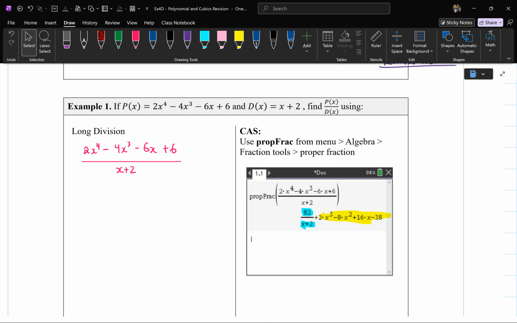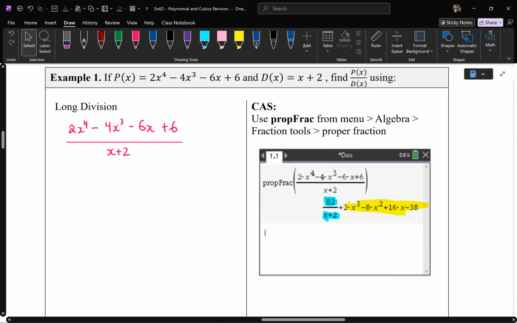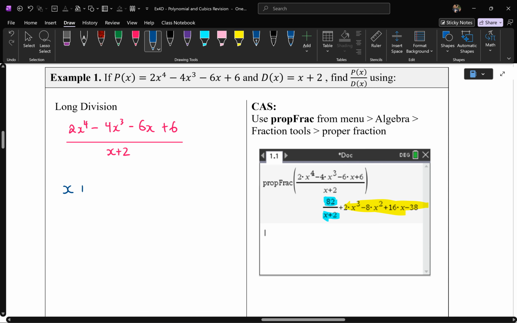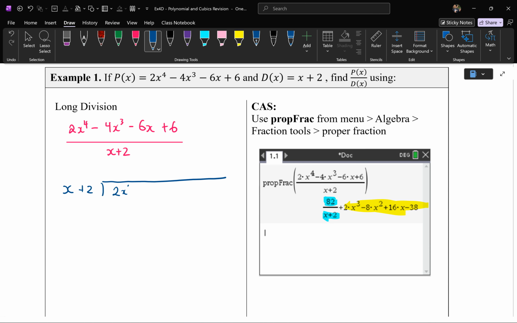The answer should be this. So let's do it by hand now and see if you get this. Okay? Here we go. So we are saying our dividend, which is the quadratic function or polynomial, divided by a linear. So here's my divisor. How many of these x plus 2's fit into 2x to the power 4 minus 4x cubed minus 6x plus 6? Let's see what you remember from last year.